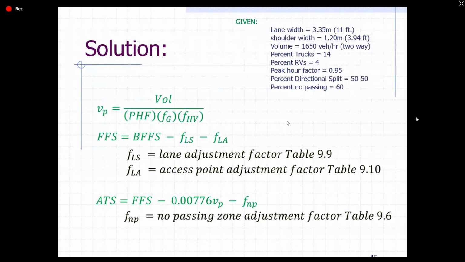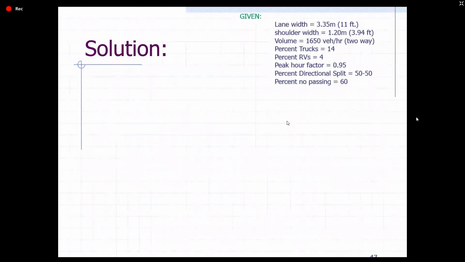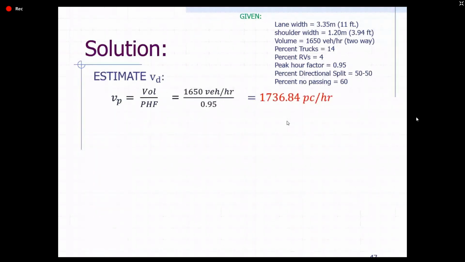So first is, ito yung mga kailangan natin. Your free flow speed is makukuha natin sa taas na formula. Base free flow speed, your V sub P is makukuha ulit natin using your previous formula. Your FNP is table 9.6 lang ito. So just remember, using your average travel speed method and then your PTSF method, you always start with estimating your V sub P. So yun yung gagawin natin. Estimate muna natin yung V sub P.